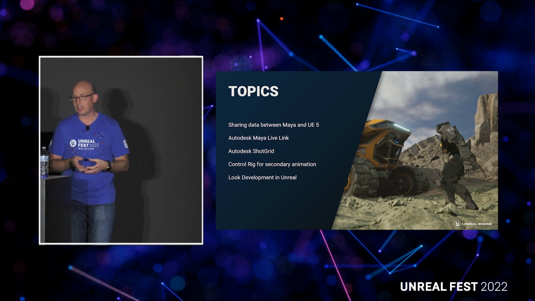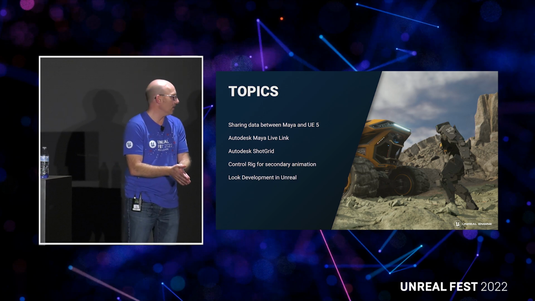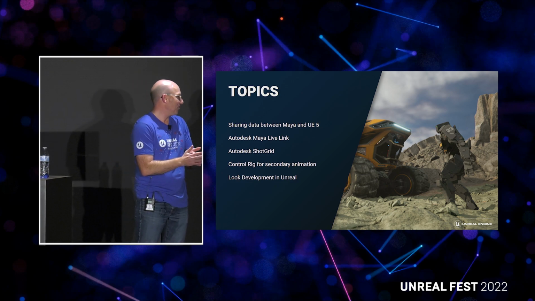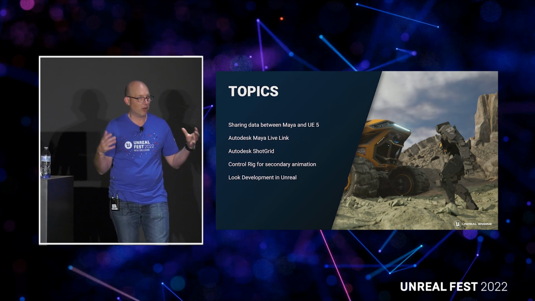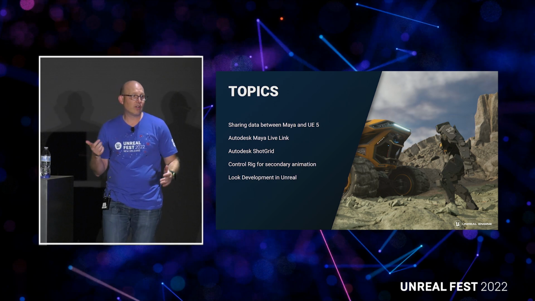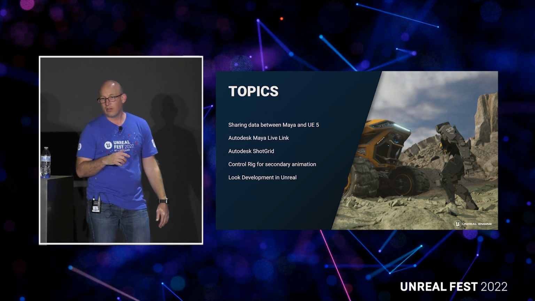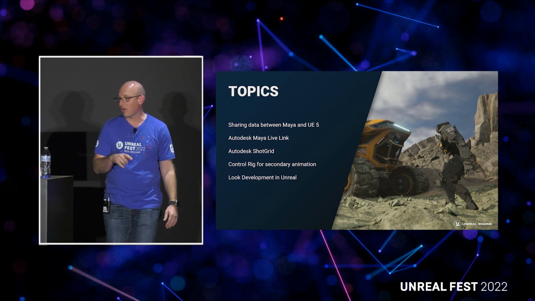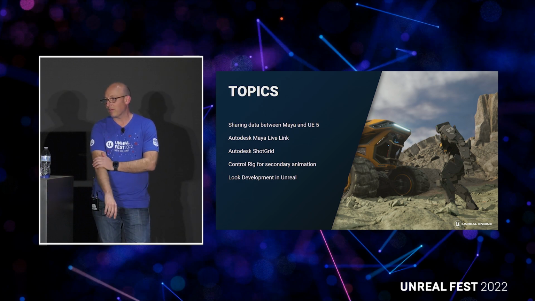I did push my project up to 5.1 last minute because I wanted to show a couple of USD things. And in the process, I kind of broke some of the ShotGrid integration. But I will walk you through the process and explain how it works and what's going on with that. We'll be talking about control rig, and the control rig system inside of Unreal is ridiculous. It's super, super cool. So we'll briefly touch on that to talk about secondary animation, and we'll spend a bit of time talking about look development.